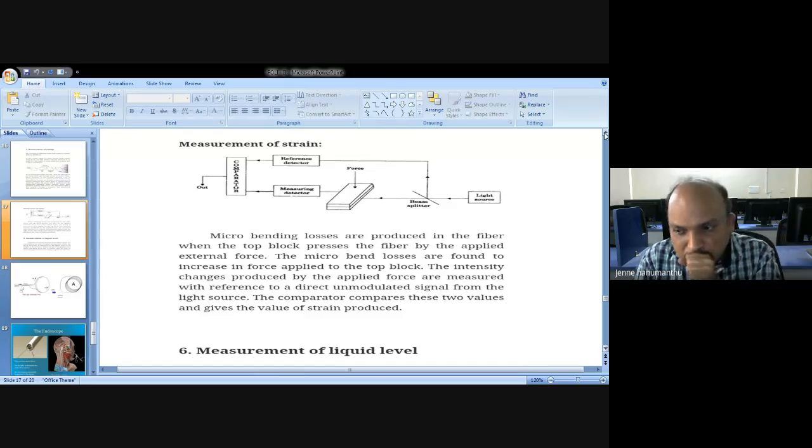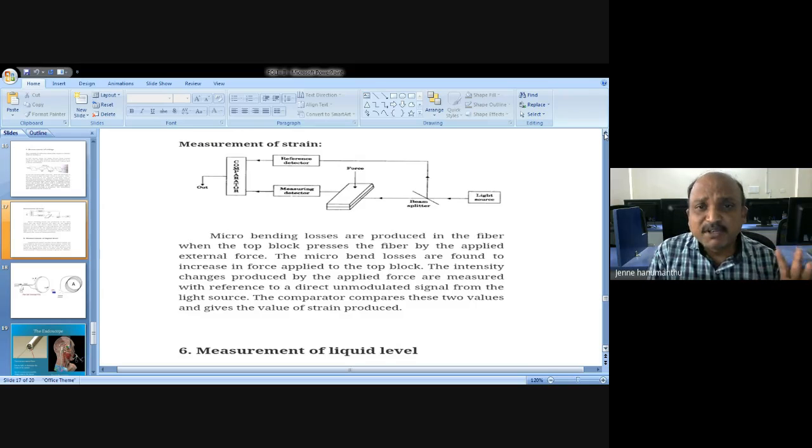Remember, measurement of strain, measurement of pressure, and measurement of force come under the same category, right? Pressure is nothing but force per unit area. Strain is also nothing but del L by L. You are observing this definition of strain in sensors and transducers.